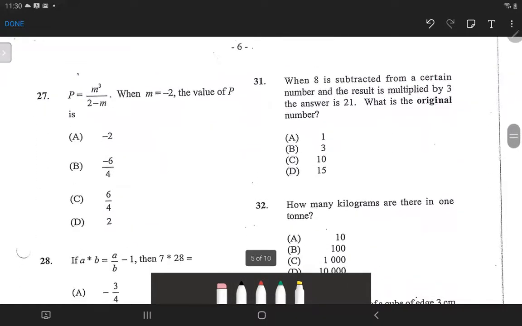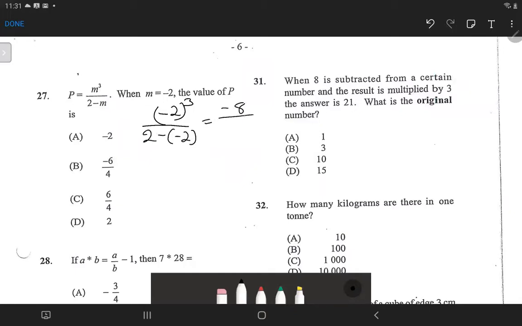Number 27, when m is equal to 3, we have p equal m cubed over 2 minus m. When m is negative 2, the value of p, so we have negative 2 all cubed over 2 minus negative 2. So we get negative 8 over 4, which is negative 2, which is A.